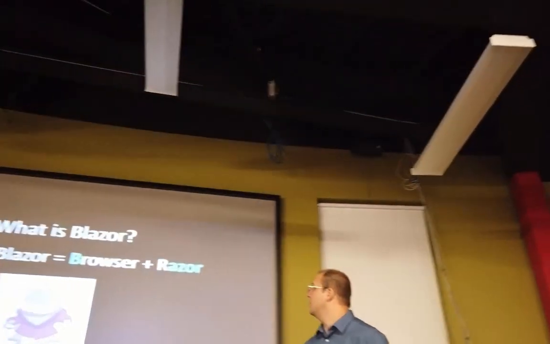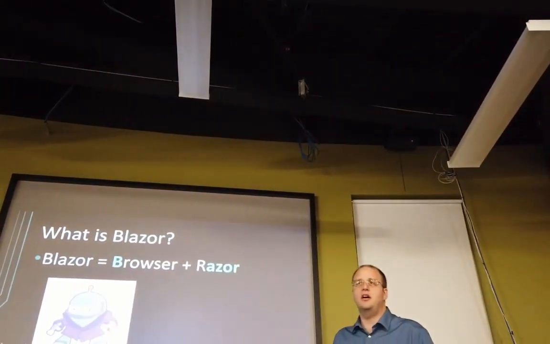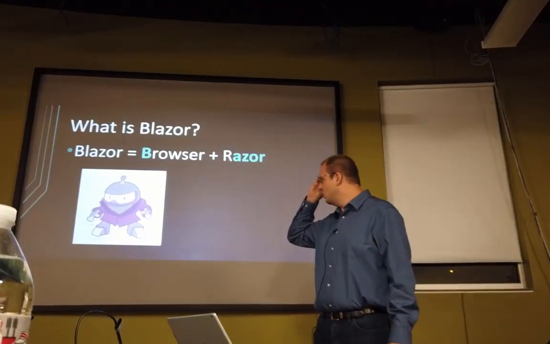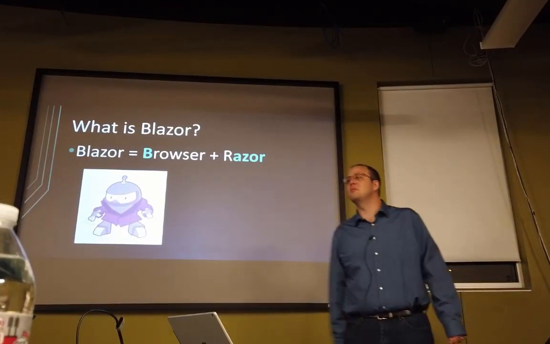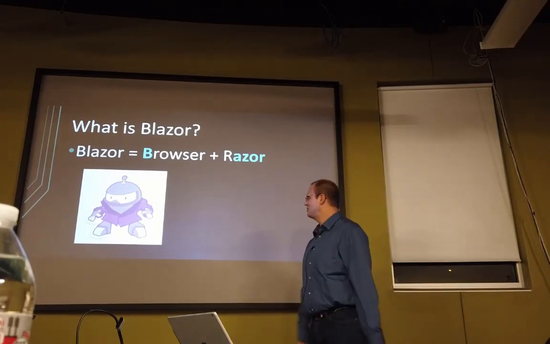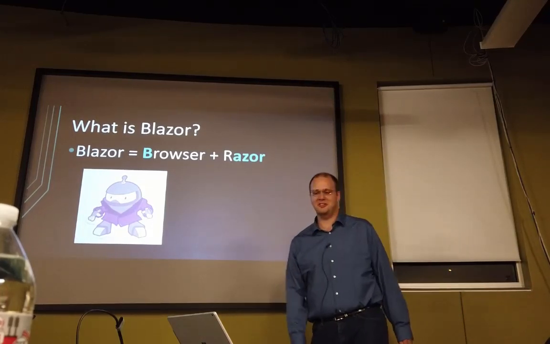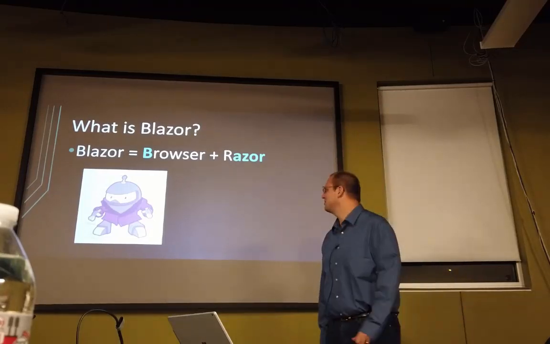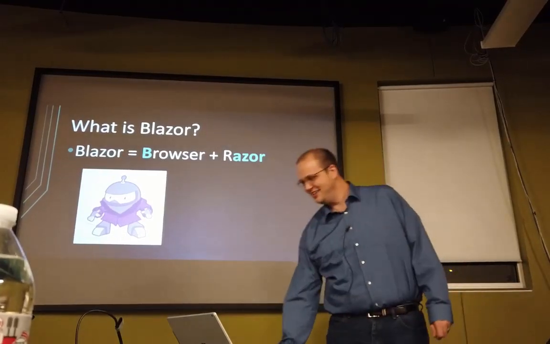So Blazor comes from Browser and Razor. It's a C# framework. They jokingly put this image as a potential mascot in one of their repos just as a joke, and I thought it was kind of funny, so I threw it in here. That's the .NET mascot robot thing, and they just put a purple Blazor on him.